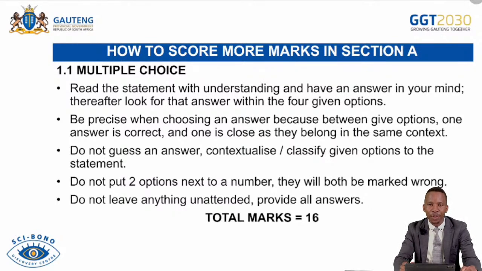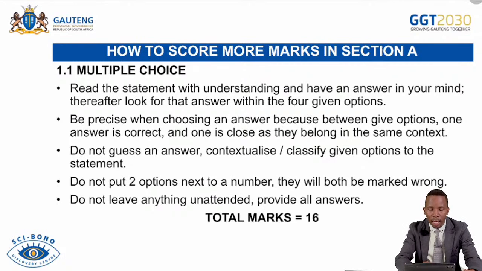If you are given those options, ensure that you understand the statement and then contextualize the statement, link it to those given options, and find the option that is very much correct in there. Do not guess, because if you guess between the given four options, you might be totally wrong. You can even get 0/16 in 1.1.